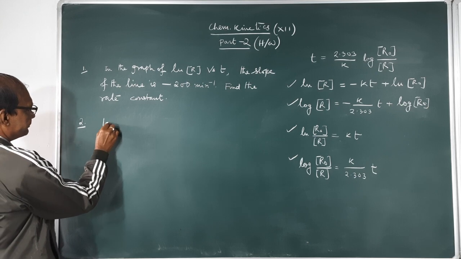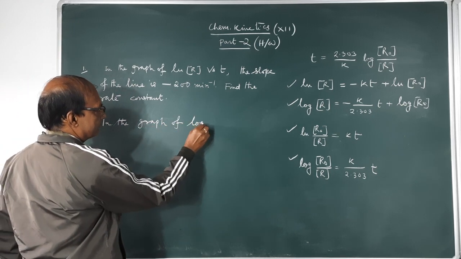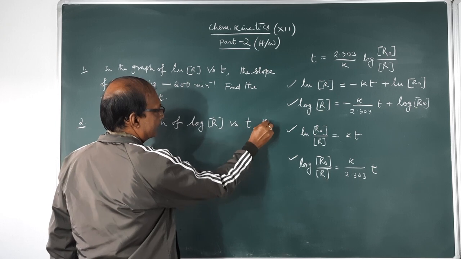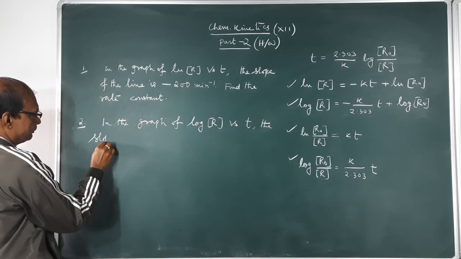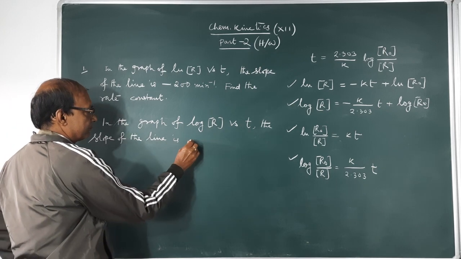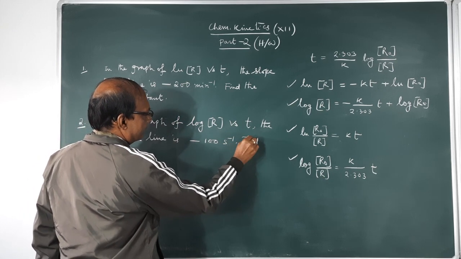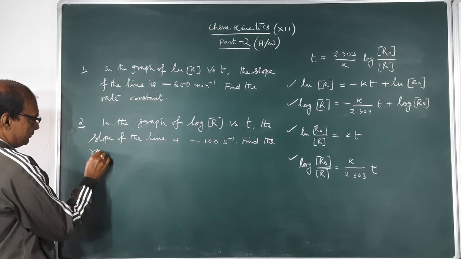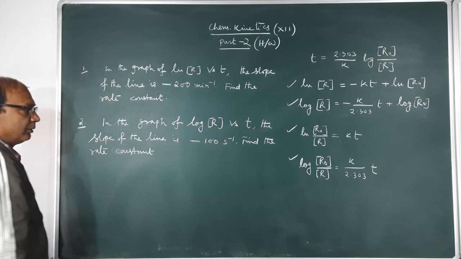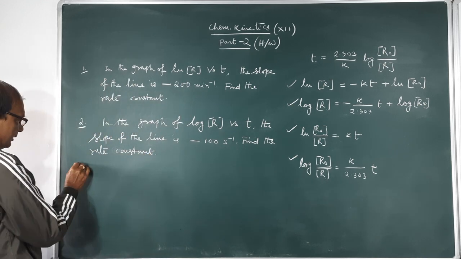Number 2: in the graph of log R versus t, the slope of the line is minus 100 second inverse. Find the rate constant. Number 3.